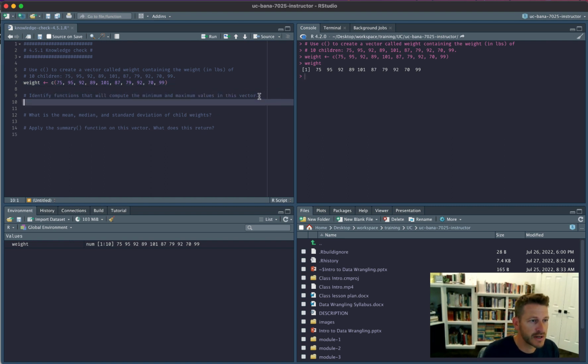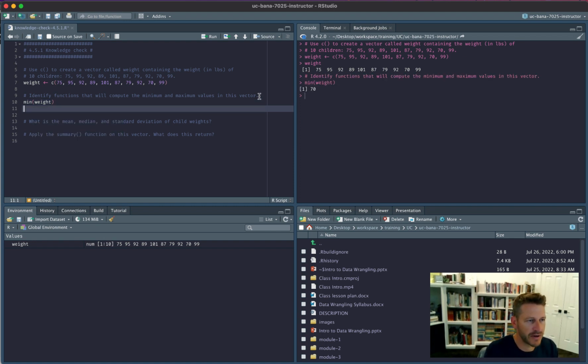So the next one is identify functions that will compute the minimum and maximum values in this vector. So if you did some digging around, also if you just read the class material for this week, you would have found that there are functions called min and max. So I can go ahead and do the minimum, and that will provide the minimum weight in my vector. And I can do max, and that'll give us the maximum weight. So we see that the minimum weight is 70 pounds and the maximum weight is 101.